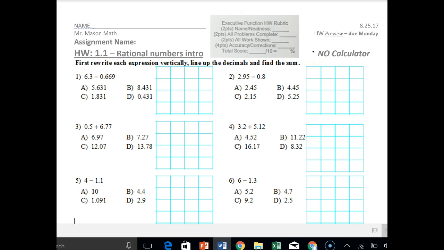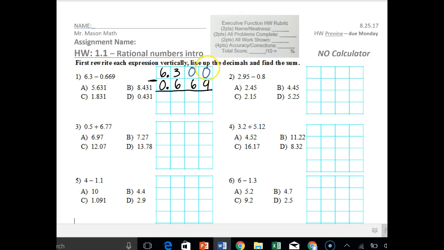So remember, when you add and subtract decimals, you must line up the numbers by their decimal place. So, for instance, we have 6.3, and then you have to line up this 0.669 right underneath it by its decimal place. So 0.669, just like that, and we're subtracting. And when I have empty spaces like that, I always fill them in with zeros. So I'll fill them in with zeros.